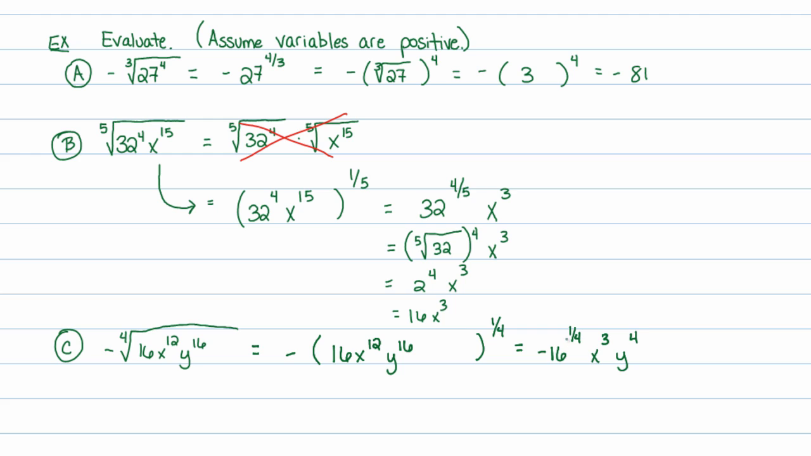And now I'm looking at negative 4th root of 16, x to the third, y to the 4th, or in other words, a negative 2, x cubed, y to the 4th. After a while you stop putting these in radical notation. You start thinking, what's the 4th root of 16? That's 2. So you don't have to convert it to radical notation to do that.